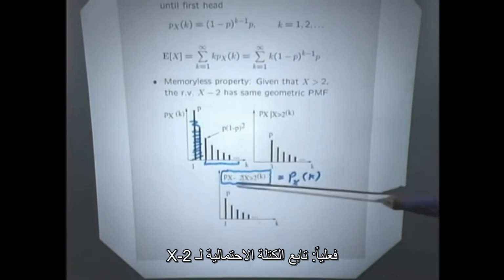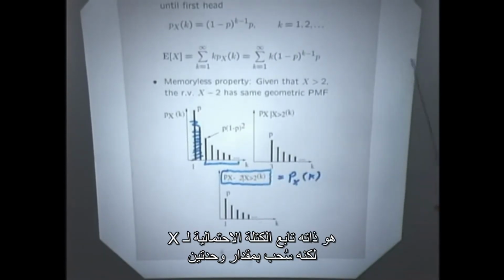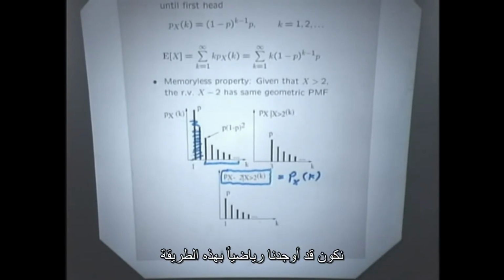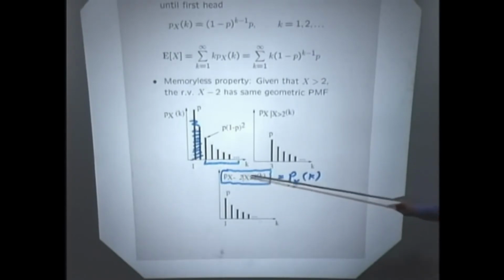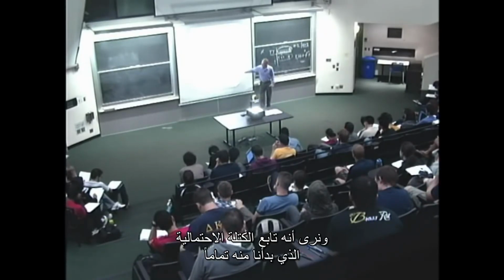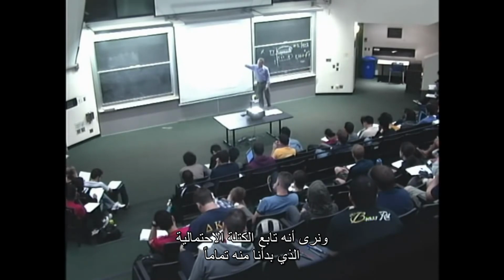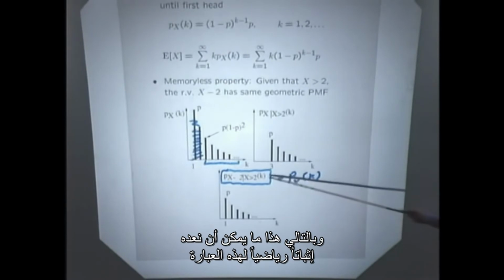So basically the PMF of x minus 2 is the same as the PMF of x, except that it gets shifted by these 2 units. So this way we have formally derived the conditional PMF of the remaining number of coin tosses, given that the first 2 flips were tails, and we see that it's exactly the same as the PMF that we started with. And so this is a sort of the formal proof of this statement here.